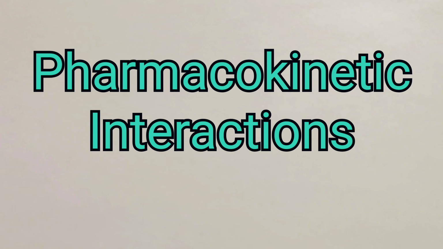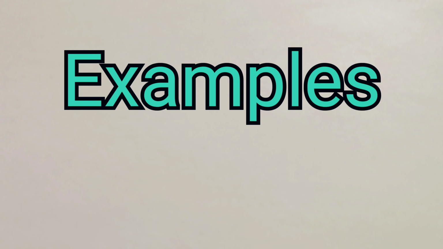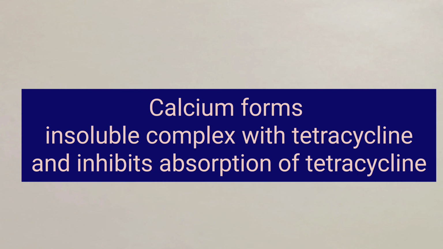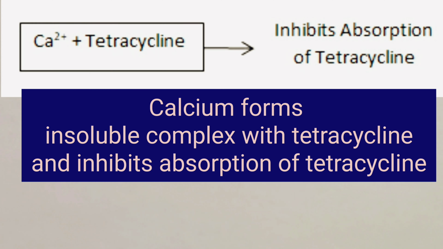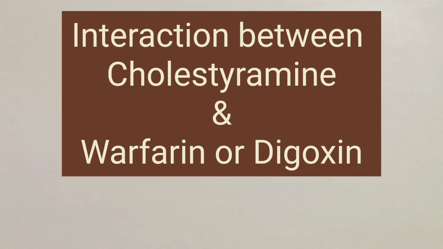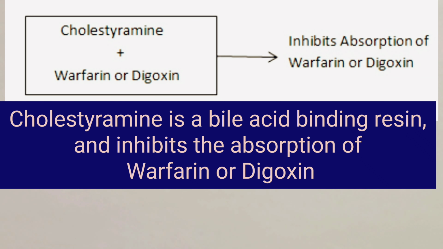Next, we move on to pharmacokinetic interactions. Examples are as follows. 1. Calcium forms insoluble complex with tetracycline and inhibits absorption of tetracycline. So, tetracycline absorption is inhibited in presence of calcium-rich food. Second example, the interaction between cholestyramine and warfarin. Cholestyramine is a bile acid binding resin and inhibits the absorption of warfarin or digoxin when administered together.